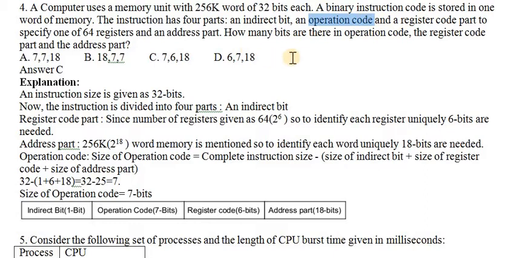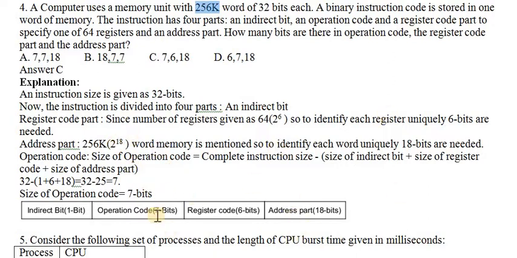Okay, and then they say that the memory unit size is 256K, which means 256 can be represented in 2 power 8. K in the sense kilobytes, which is nothing but 2 power 10. So 2 power 8 into 2 power 10 is nothing but 2 power 18.